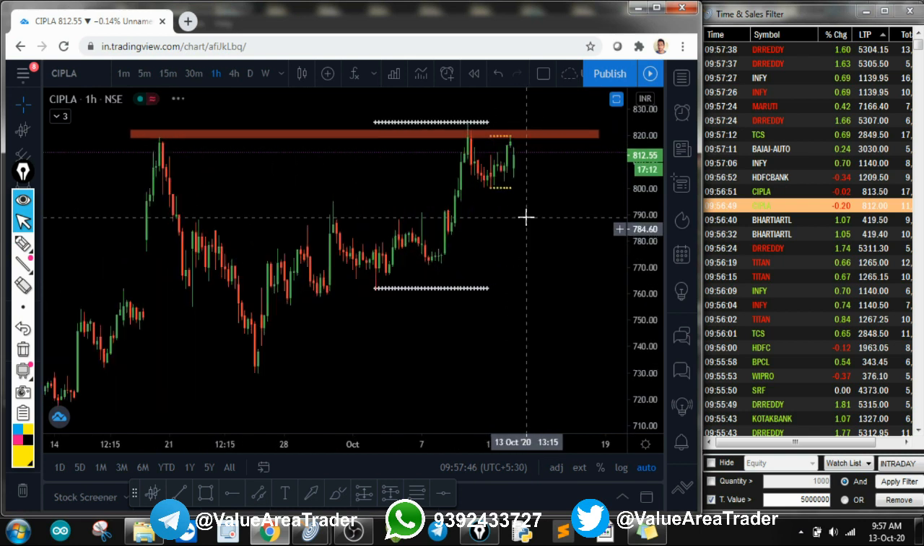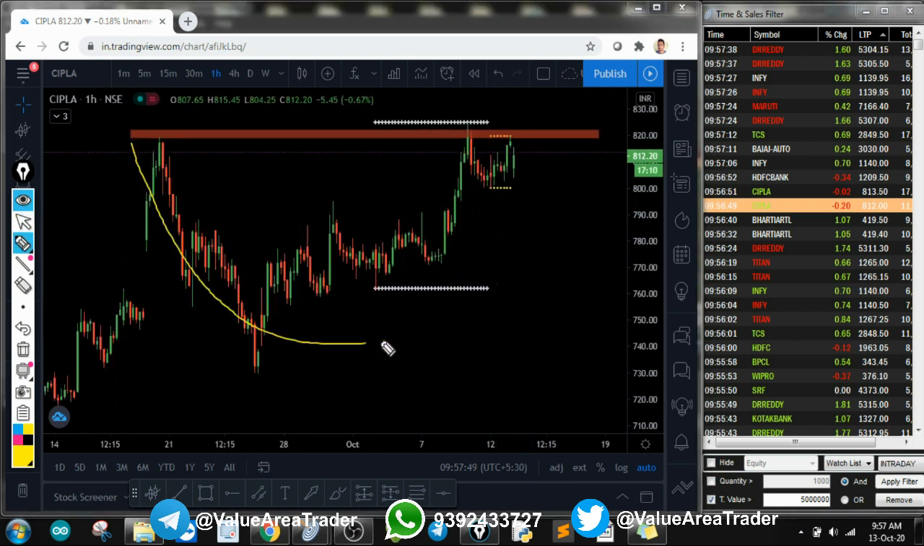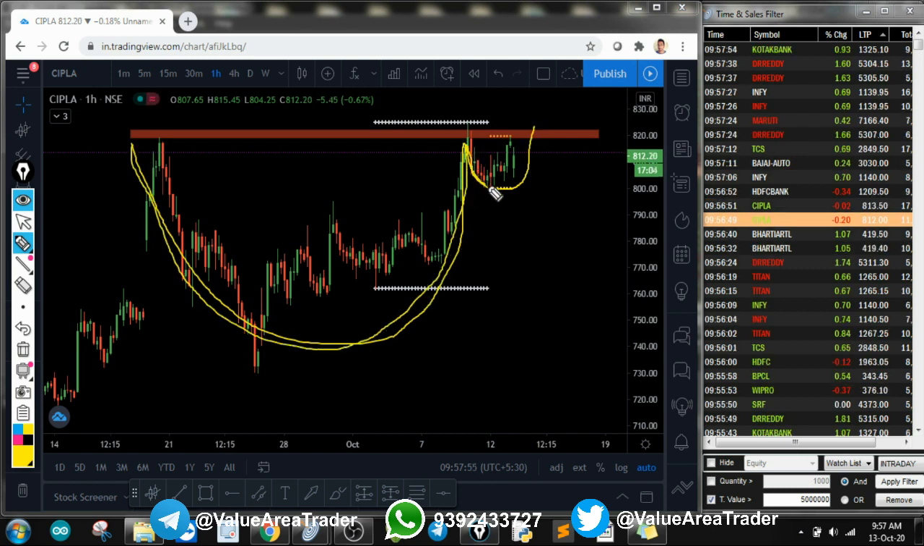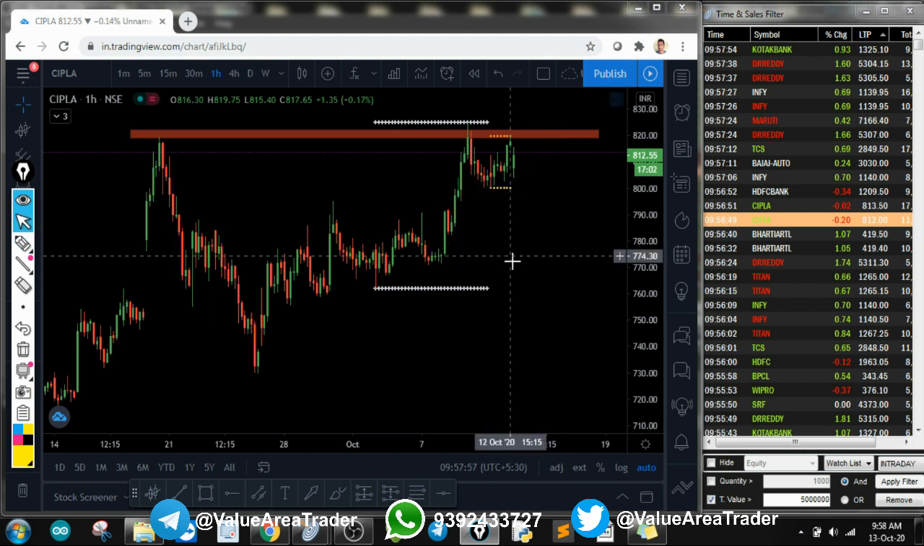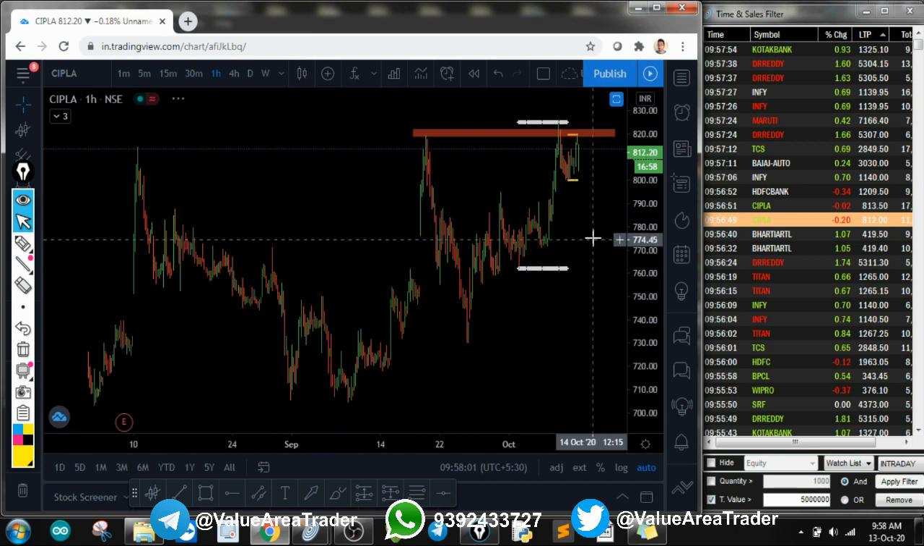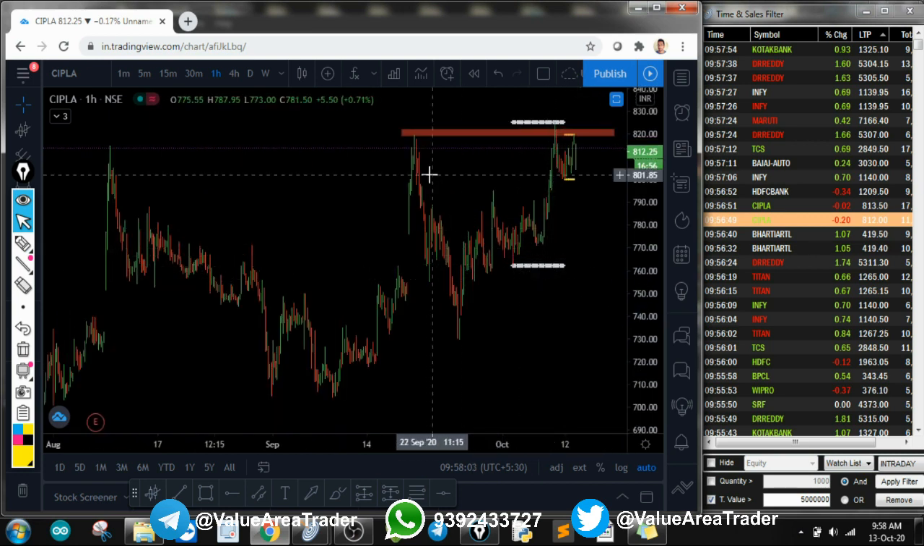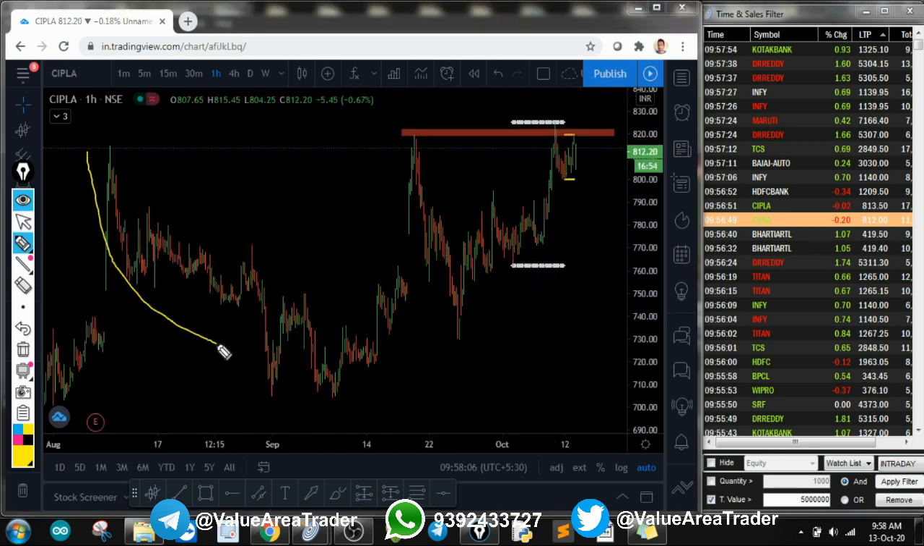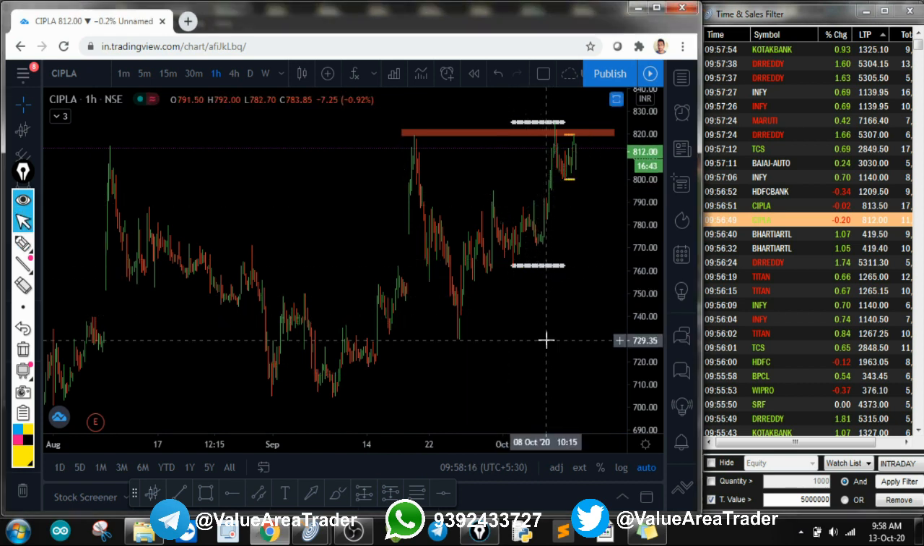Let's see in the 1 hour. Okay, in the 1 hour there's a bigger rounding bottom which is happening. It's kind of a cup pattern. Can you see? It's kind of a cup pattern. So definitely I think we have a good chance for buy. If you take a bigger picture, that is also a big rounding bottom. Inside that we have one more rounding bottom, and inside that again we have one more rounding bottom. So it's kind of Inception movie, dream inside a dream.